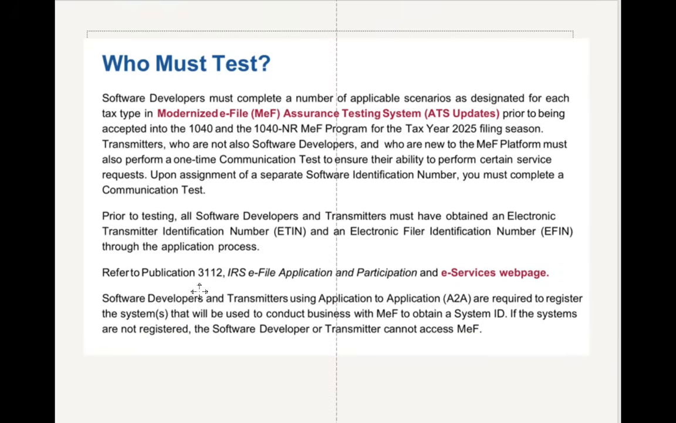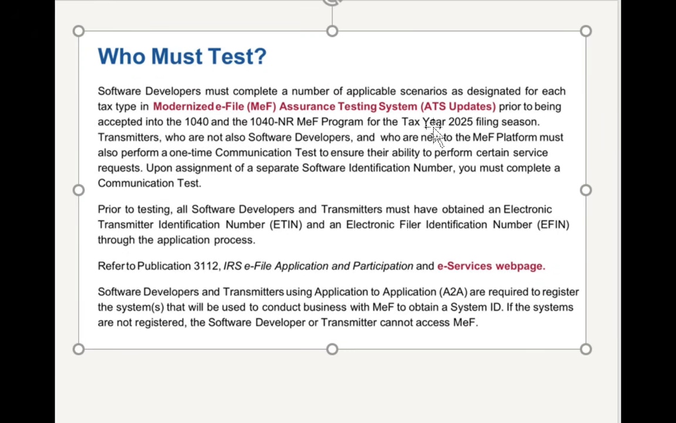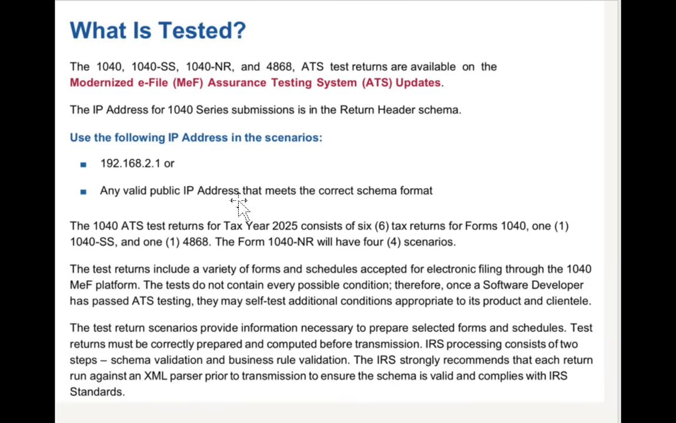So who must test? Software developers must complete a number of applicable scenarios. These scenarios are also provided on the IRS website each year. For each type of form, they provide, for example, for 1120, there are 4 to 5 scenarios which you can use to test your system. Again, those are IRS provided, which have diversity of data. Basically, in a sense, all types of possible scenarios are encompassed into that to ensure successful testing. So software developers must test.